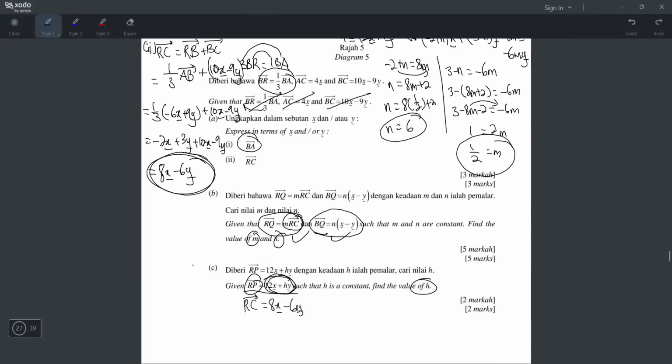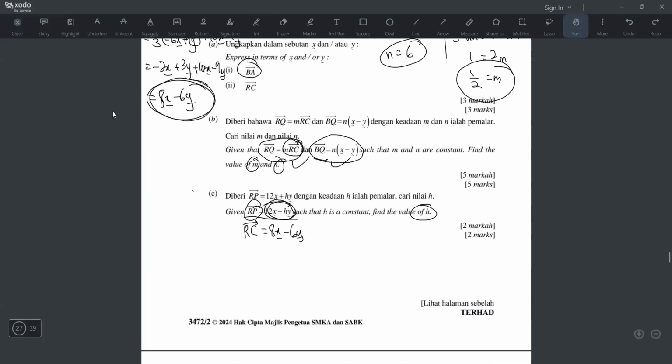Okay, let me ask you a stupid question. Can I straight away take 8x minus 6y equal to 12x plus hy? Boleh ke tak boleh saya buat macam ni? I terus ambil ini vector terus sama dengan ni. Boleh atau tak boleh? Tak boleh. Kenapa? Sebab ini RP, ini RC. Mana boleh? So tak boleh lah, unless this is also RP.